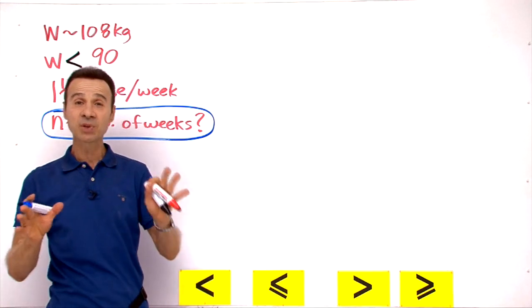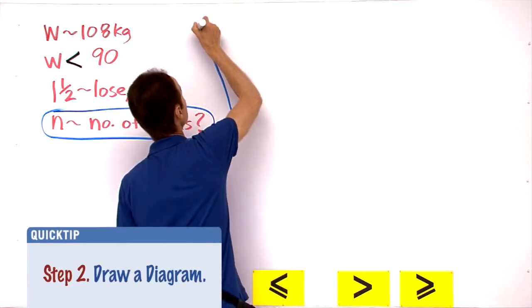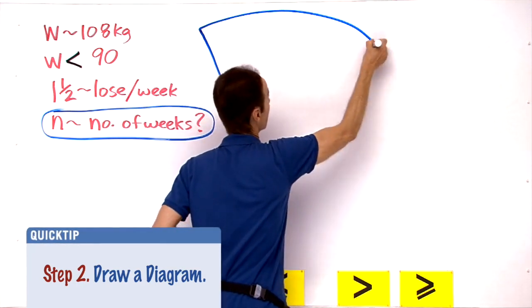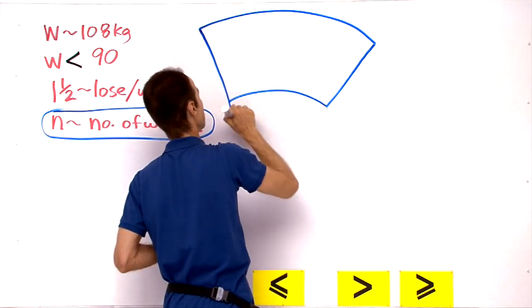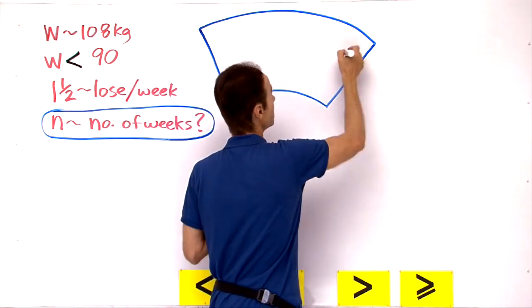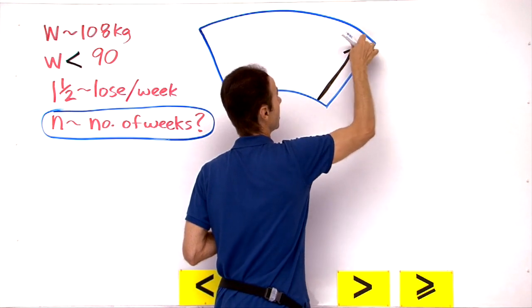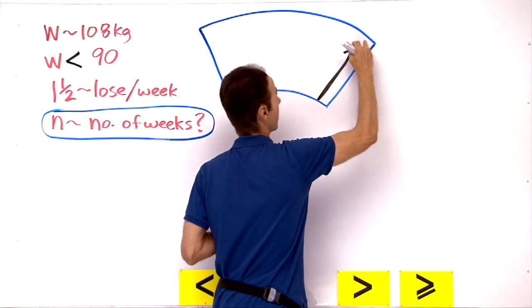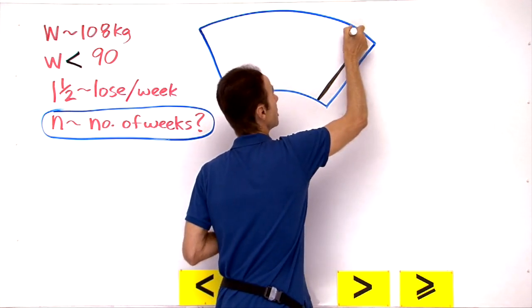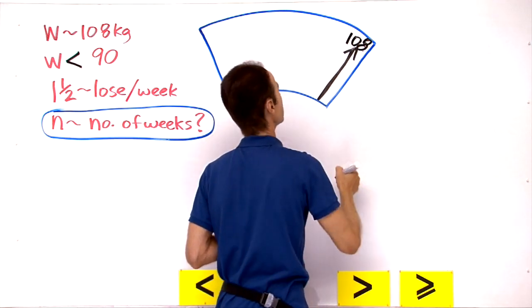So let's draw a diagram so we can gain more clarity now. So let me just draw this over here like this. That looks a bit like a bathroom scale there. So at the moment he weighs, how much does he weigh? 108 kilograms. So let's put 108. That's what he weighs at the moment.